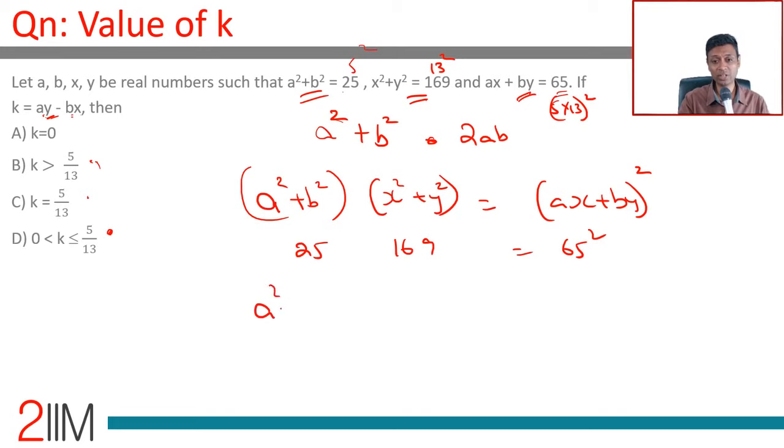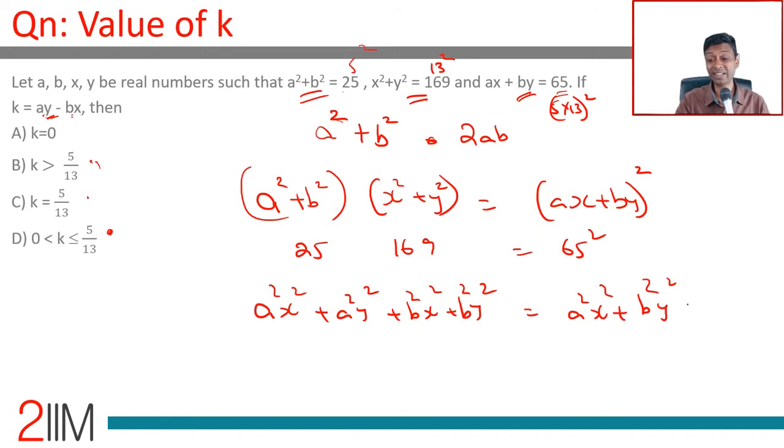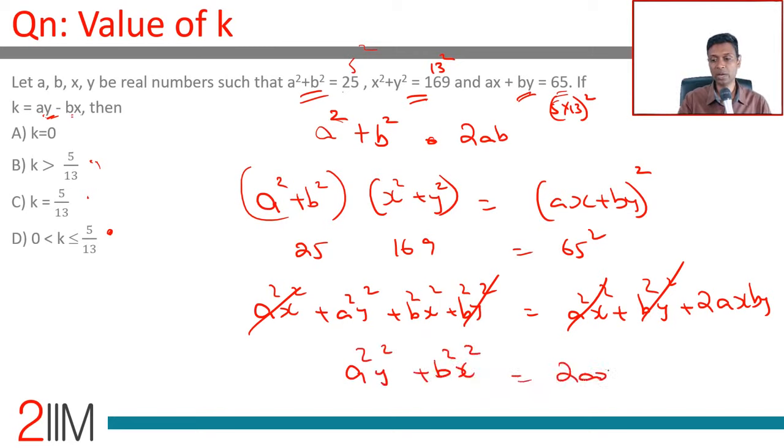So if we expand this, we get a square x square plus a square y square plus b square x square plus b square y square equal to a square y square plus a square x square plus b square y square plus 2ax by. This gets knocked off with this. This gets knocked off with this. A square y square plus b square x square equals 2ax by. It's a wonderful expression, especially if you write it like this: a square y square plus b square x square minus 2abxy or axby is equal to 0.